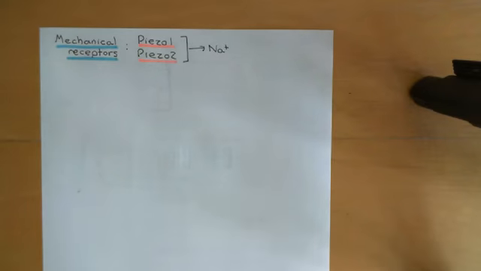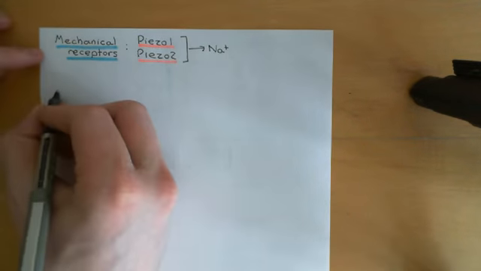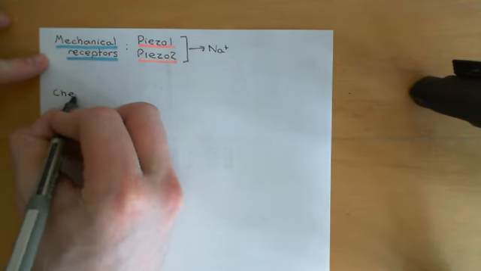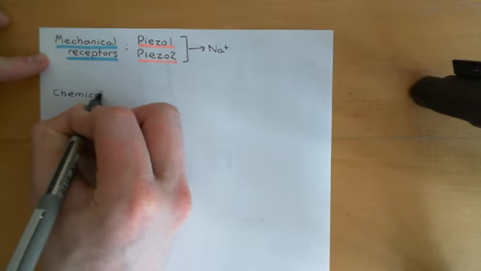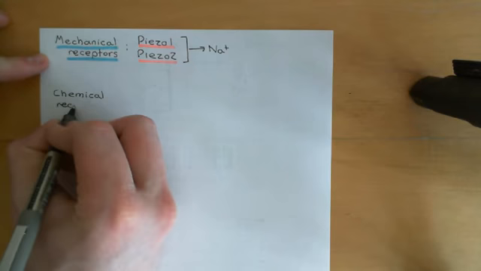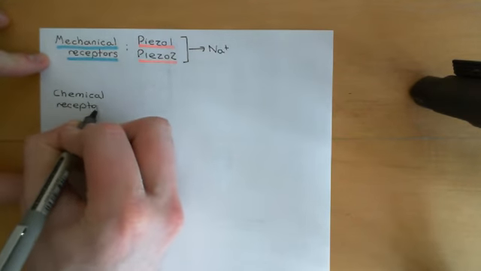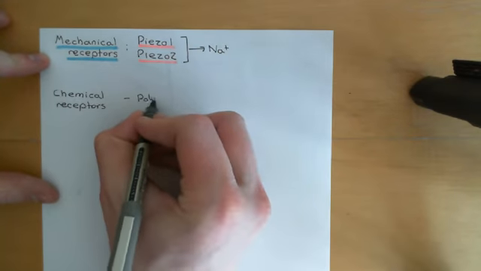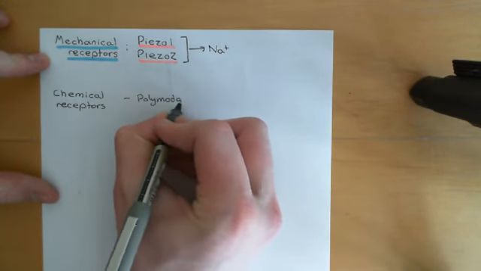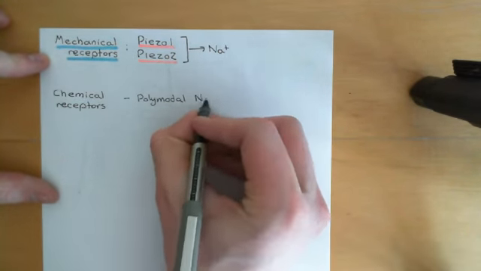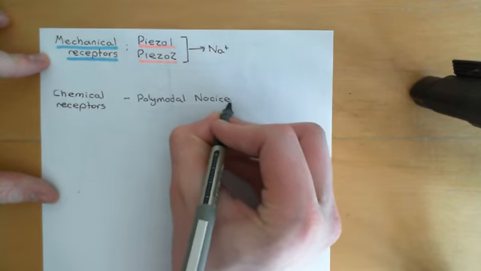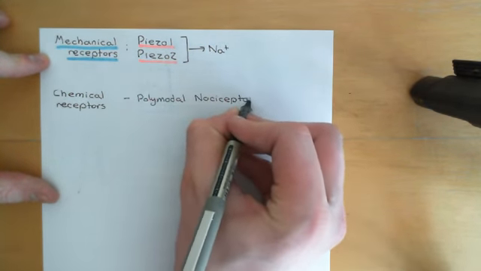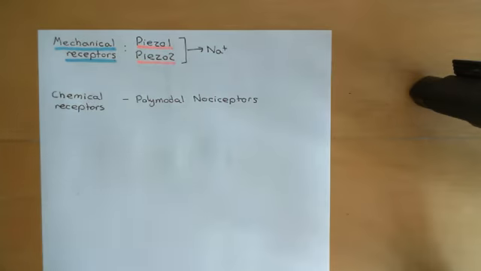Right. Now what we're going to go on to is those which respond to chemical noxious stimuli. So we're going to go on to the chemical receptors, and these are going to be present on the polymodal nociceptors. We're going to see receptors for protons, so receptors for low pH, and also receptors for ATP.